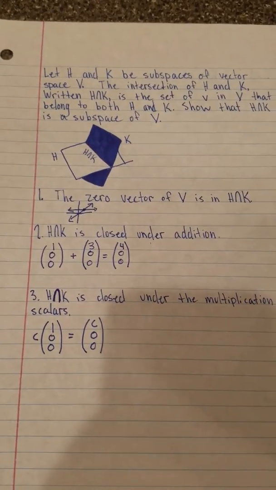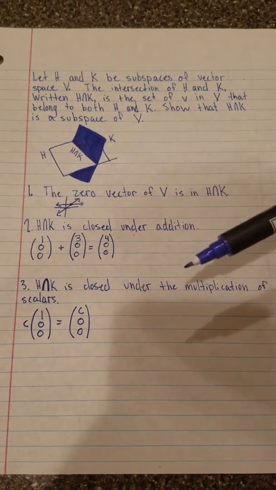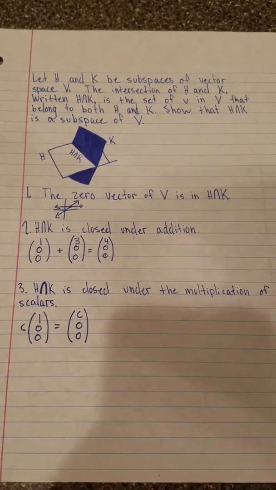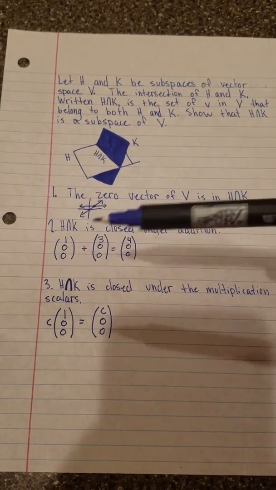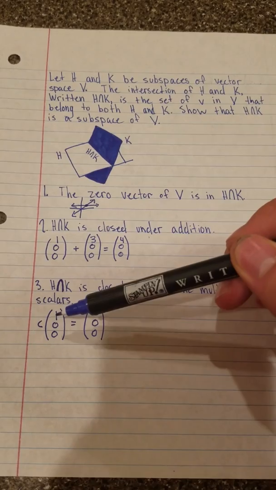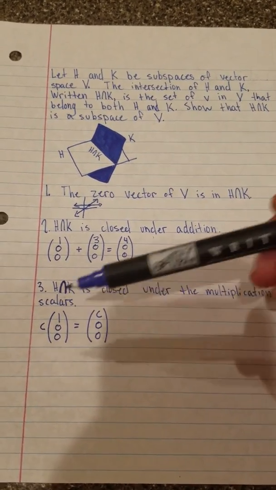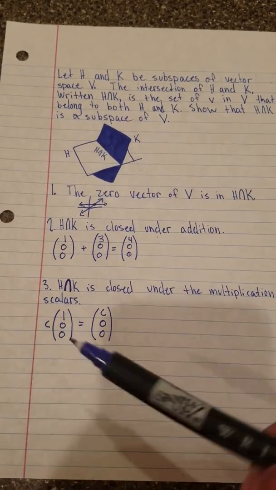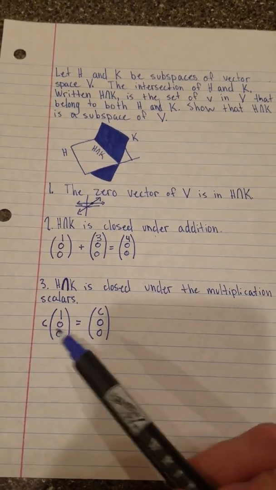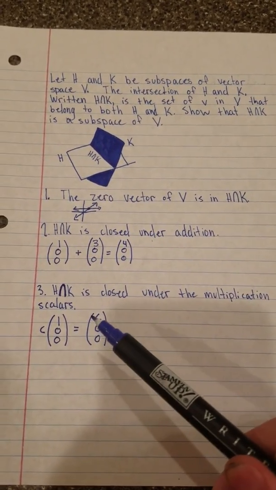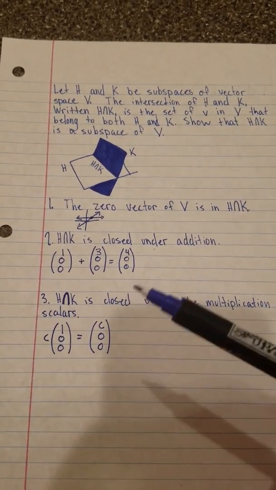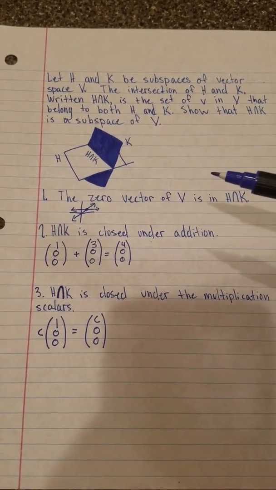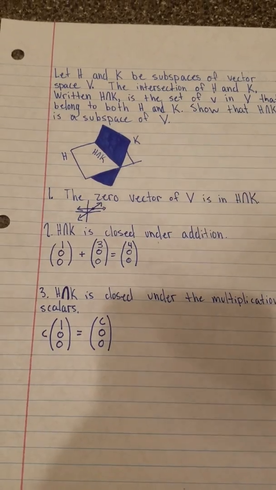Okay, and then the third, we have to check that the intersection of H and K is closed under the multiplication of scalars. So this one's pretty easy too. If we have a vector on the x1 axis and we multiply it by any scalar, we also just get a vector on the x1 axis that has a different magnitude. So all three of those check off. We know that the intersection of H and K is a subspace of V.